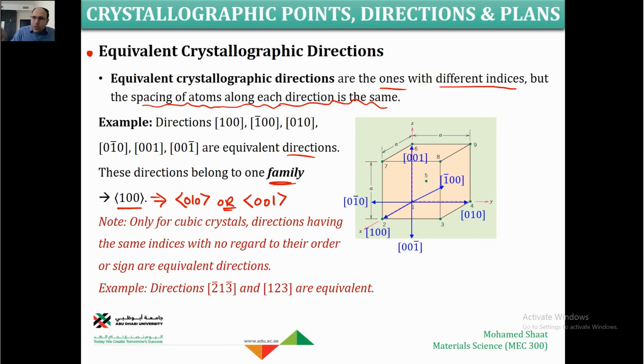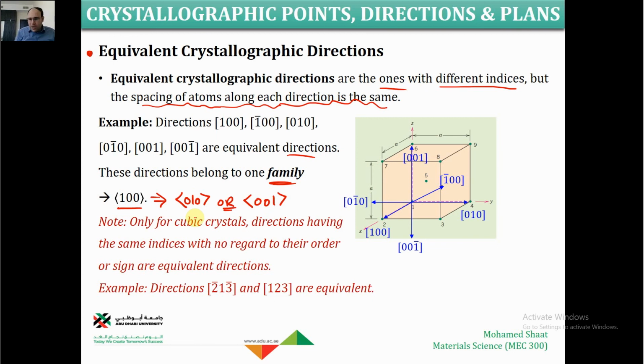Make sense? What is common between all of these directions is that their lengths, or the spacing between the atoms, are the same. This is the condition. As I mentioned, all of these crystallographic directions are equivalent, so we can combine all of them in one family and name this family 1, 0, 0, or 0, 1, 0, or 0, 0, 1. Why? Because if I ask you to calculate the magnitude, 1 square plus 0 square plus 0 square under the square root gives 1, 0 square plus 1 square plus 0 square gives 1, and 0 square plus 0 square plus 1 square also gives 1.